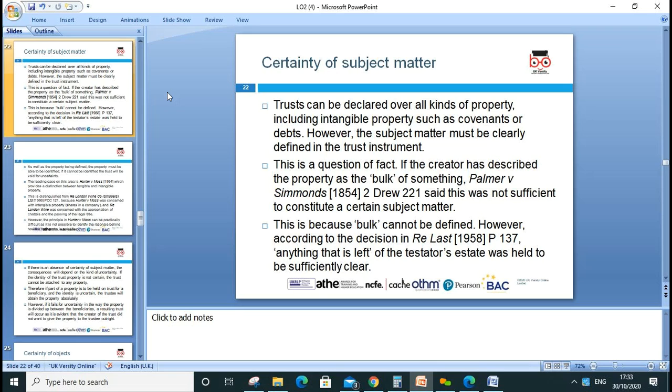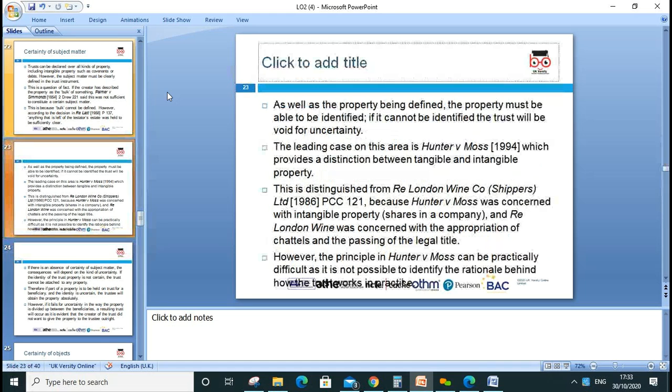The question of fact is whether the creator described the property as the bulk of something. Plummer versus Simmons: in this case, that was held not sufficient to constitute certain subject matter. So what we need is a trust estate. Because the bulk cannot be defined. However, according to the decision, anything left to the testator, the estate, was held sufficiently clear. Yes, clear.